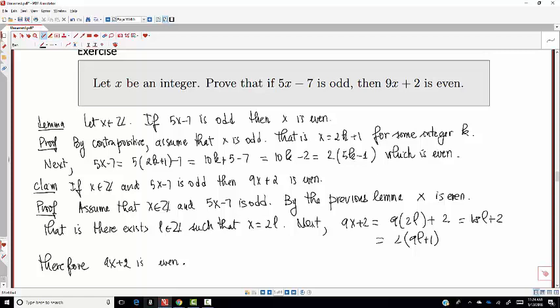First, we use a lemma, which is an intermediate step, to prove by contrapositive that if 5x minus 7 is odd, then x is even. And then we can prove the statement directly, because now we have information about what it means for 5x minus 7 to be odd. It implies that x must be even. And using that, we get automatically that 9x plus 2 is even as well.